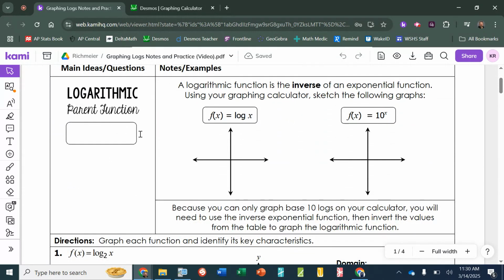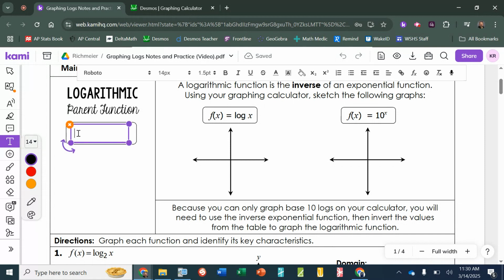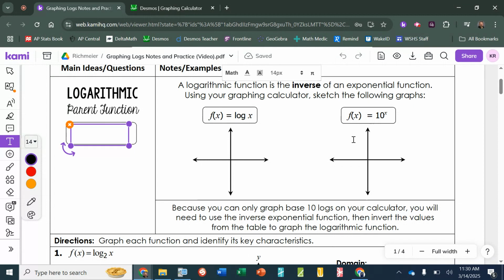So like all functions, a logarithmic function does have a parent function. And that parent function is just what we see over here. But we could have a different base. So we're going to say that our parent function will be f of x is equal to log base b of x. And so that will be our parent function, because the base can vary.